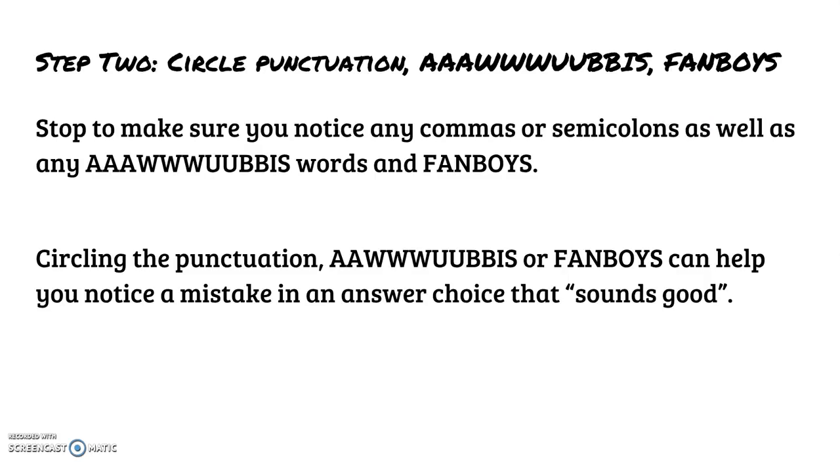Step 2 is to circle your punctuation, your awubis, and your fanboys. Stop to make sure that you notice any commas or semicolons as well as any awubis words and fanboys. By circling the punctuation, the awubis, and the fanboys, you can help yourself notice a mistake in an answer choice that otherwise sounds good. It can sound good out loud, but if it's missing a comma and you didn't pause to hear for that comma, you didn't notice that there wasn't a pause, then you're going to still get that answer choice wrong. Make sure you pay close attention to punctuation.